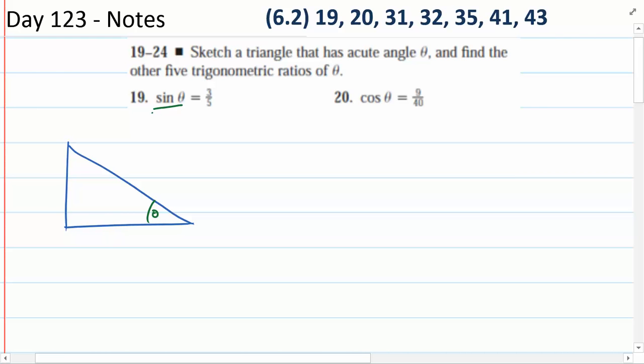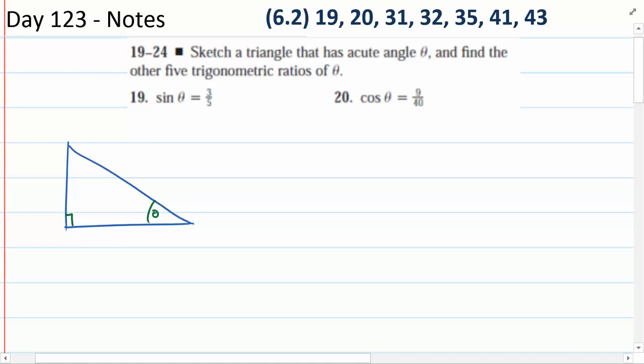For example, with the sine of theta, the definition of sine is that sine of theta would be equal to the opposite side length divided by the hypotenuse. So we have to get this right. The opposite side length must be 3 and the hypotenuse must be 5. So we have to have that information established based on the definition here.